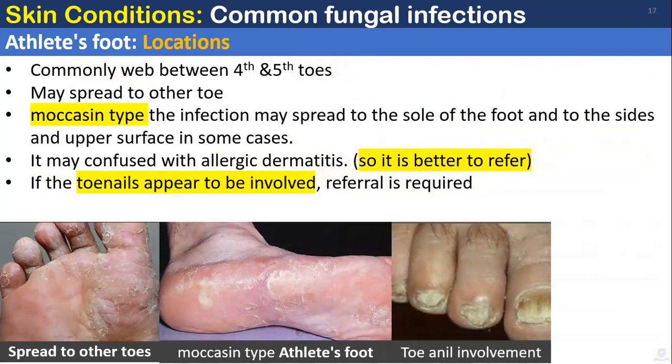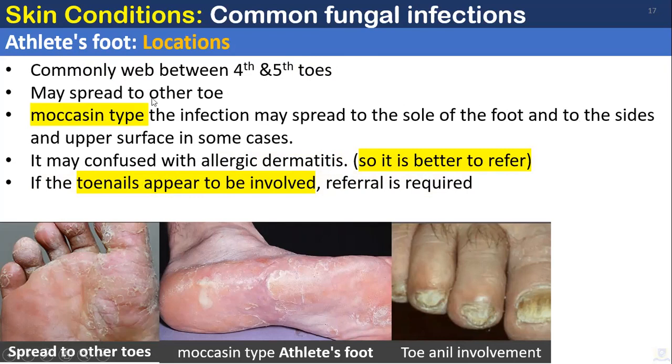The location, as we said, is the foot, especially between the web of the fourth and the fifth toe. The problem may spread from one toe to another, from the fourth and fifth toe to the remaining toes of the foot, and sometimes extend to the sole of the foot, and may even affect the nail. If the whole sole or part of the sole is affected, it is called moccasin type infection.